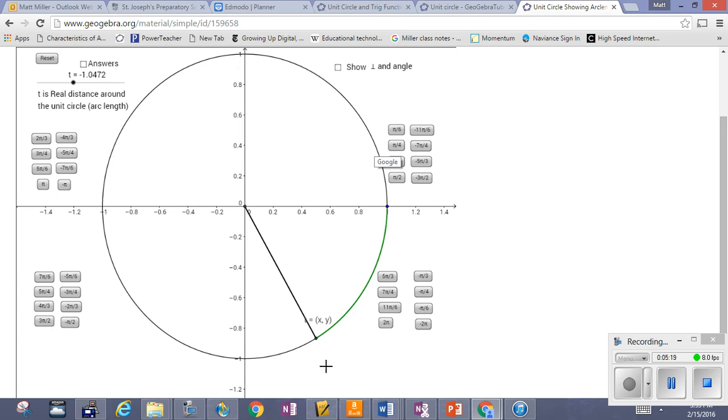Shown in green here is the negative pi over 3 sweep. Having a negative sweep sends it in the clockwise direction, ending up in the fourth quadrant with a pi over 3 reference angle, as it's shown here. The negative 2 pi over 3 sweep, as you can see, ends up here. We could have the negative 4 pi over 3, or the negative 5 pi over 3.